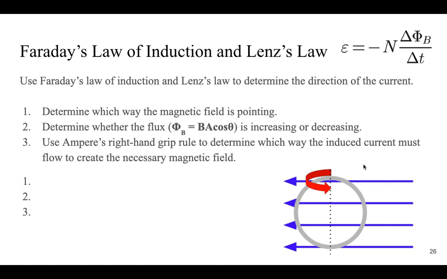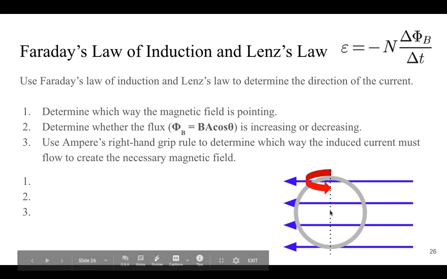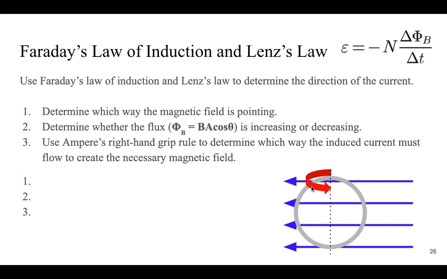So first thing, determine which way the magnetic field is pointing. Well, look at your arrows. It's going to the left. Is our flux going to be increasing or decreasing? Currently our flux is actually 0, because B is something, A is something, but the angle between the normal, the perpendicular from our loop, and our magnetic field is 90 degrees. Cosine of 90 degrees is 0. So currently we have 0 flux.